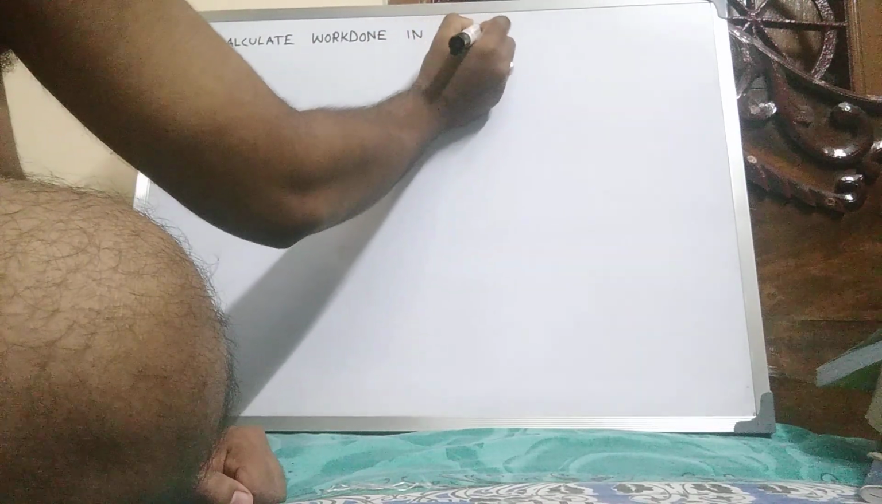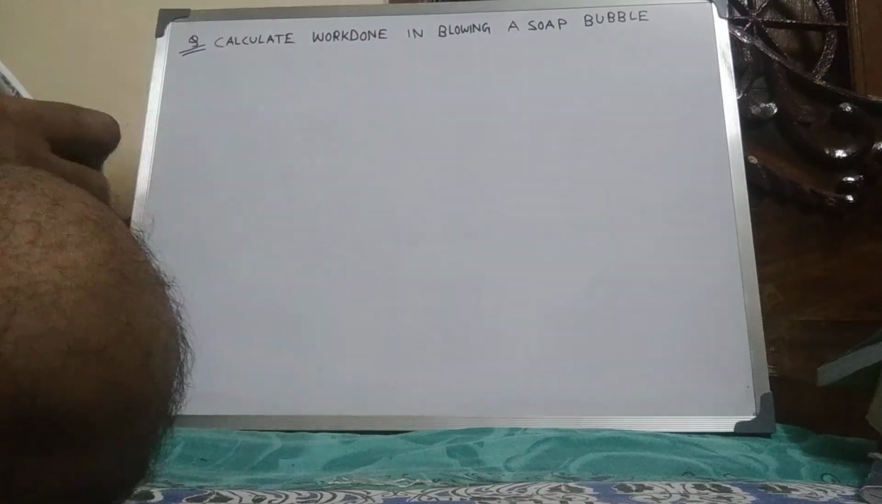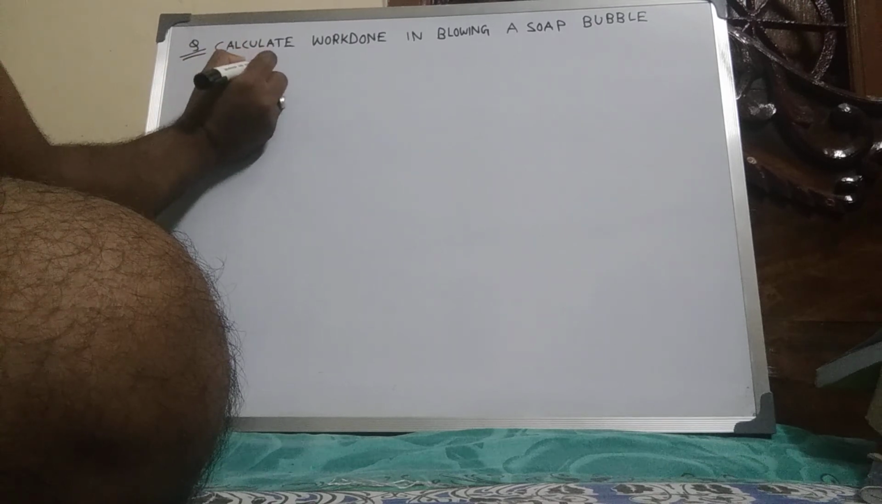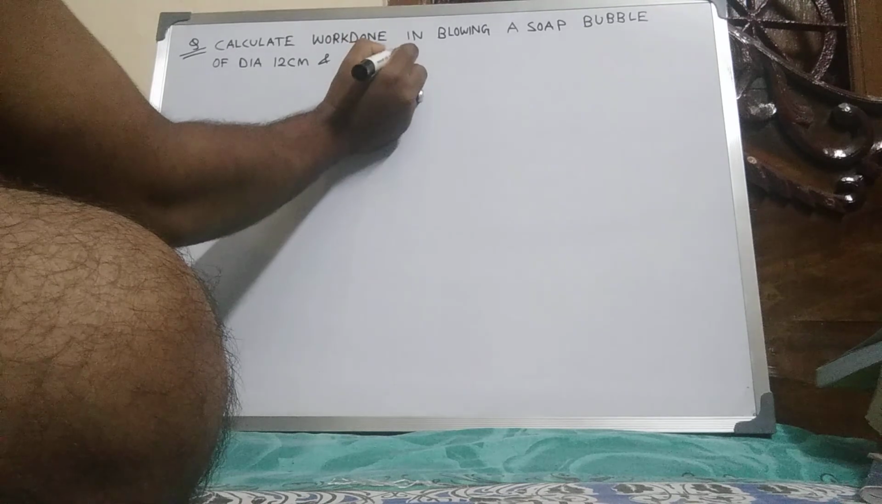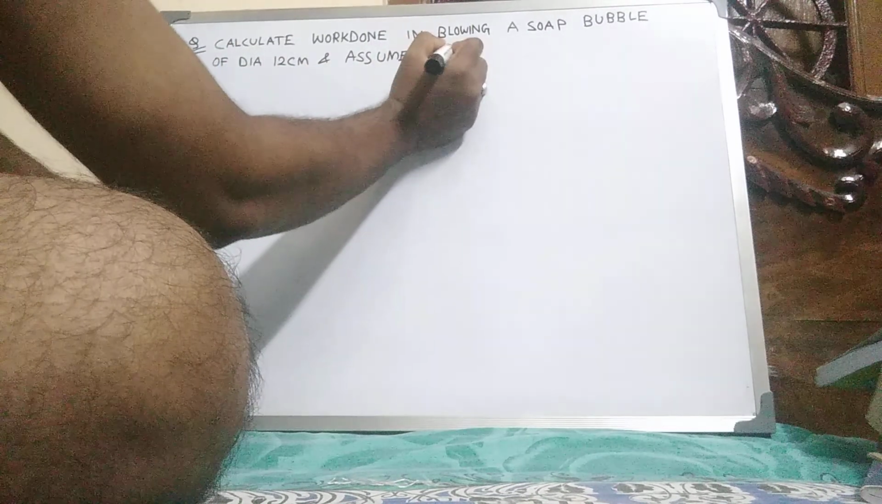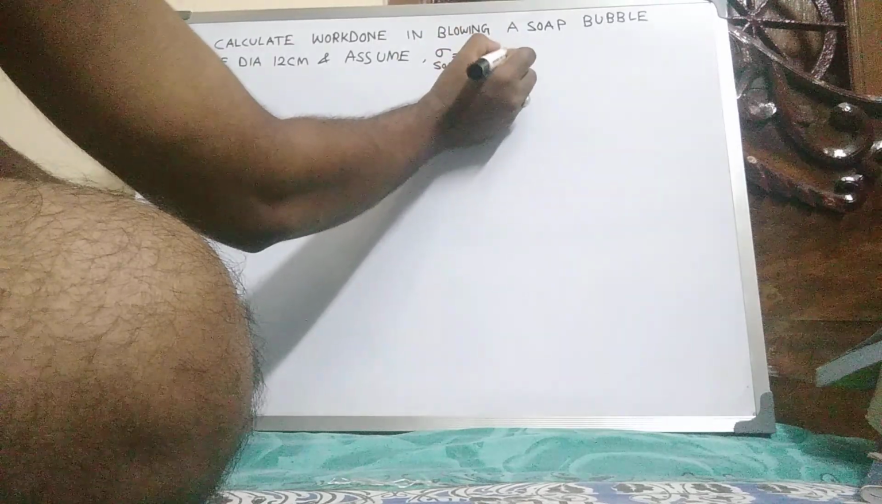Next, a problem. Calculate work done in blowing a soap bubble of diameter 12 cm, and assume surface tension of soap 0.040 Newton per meter.